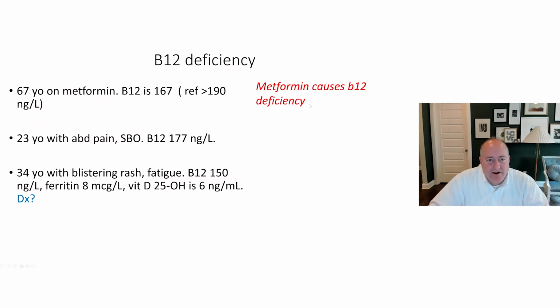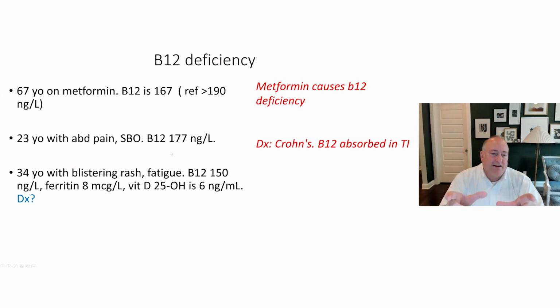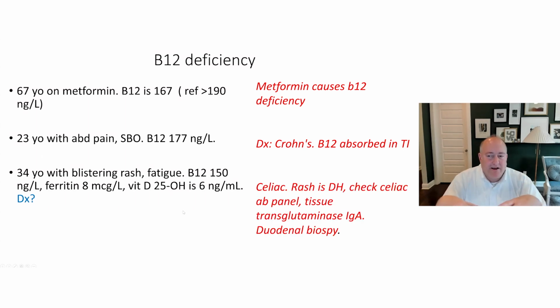Metformin causes B12 deficiency, just wanted to emphasize that. Crohn's disease can cause it if it affects the terminal ileum. Remember, the intrinsic factor binds to B12 and is absorbed in the terminal ileum, so that's how Crohn's can cause B12 deficiency. This one is dermatitis herpetiformis from celiac disease. Celiac causes small bowel bacterial overgrowth, and you can have multiple vitamin deficiencies. The rash is dermatitis herpetiformis, DH, which is one of the two most itchy rashes in medicine, with scabies being the other. So this is celiac as a cause of B12 deficiency.